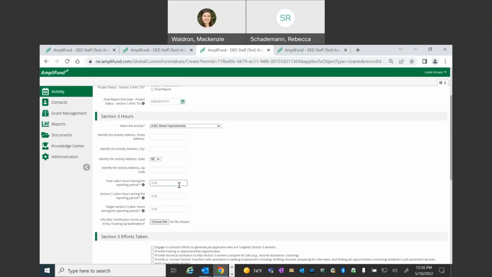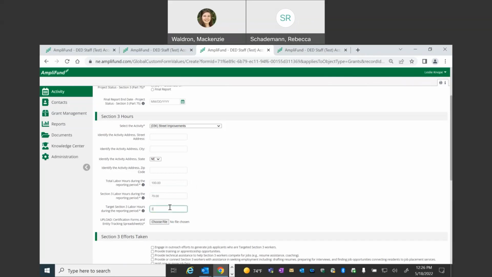Then you will identify the total labor hours during the reporting period. So just remember, this is a catch-up year. You are identifying all the labor hours that occurred from July 1st, 2021 to June 30th, 2022. So we have a total of 100 hours. This correlates with our prior example. Our Section 3 hours are 70.